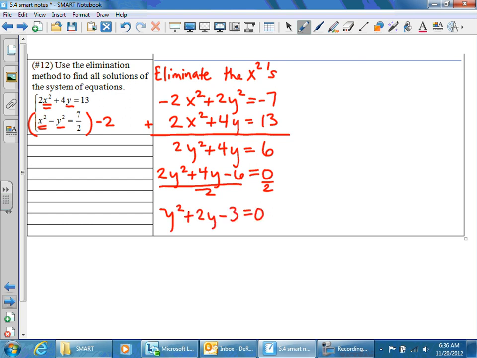And let's see, can I use my AC method on this one? I can. So I got y to be -3 and +1. All right. So let's see. When y is -3, let's go solve for x. So we can put it in the top or the bottom one. It doesn't really matter. I'm going to go ahead and put it in the top equation.